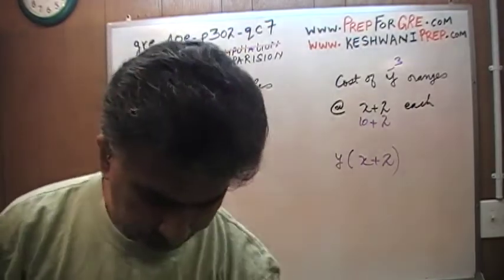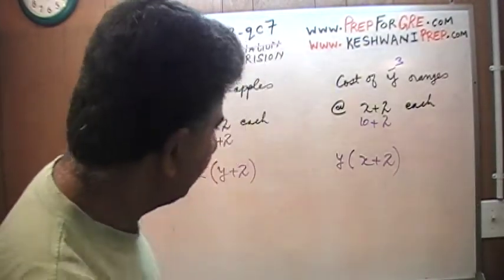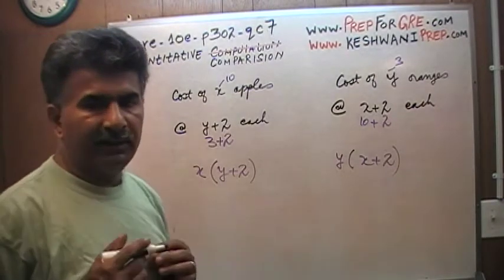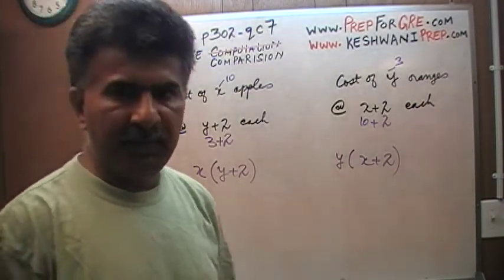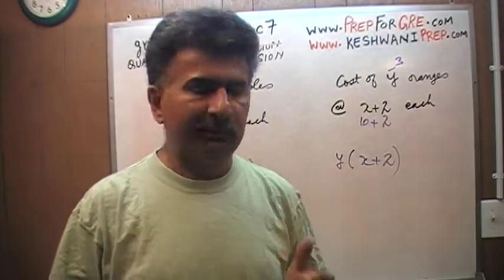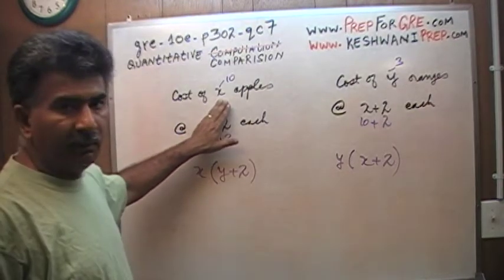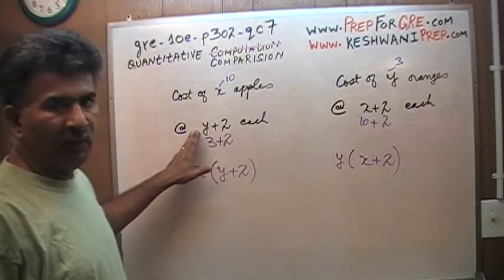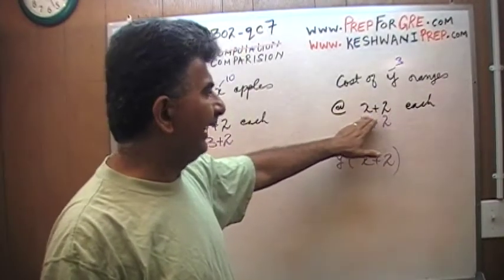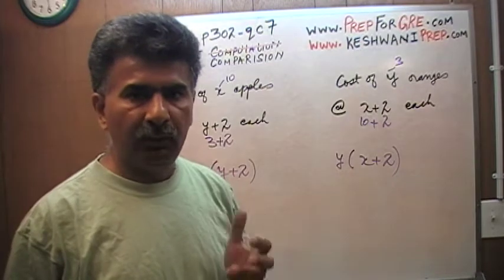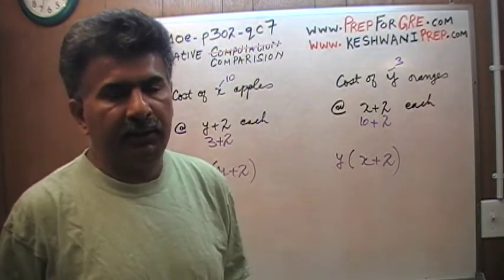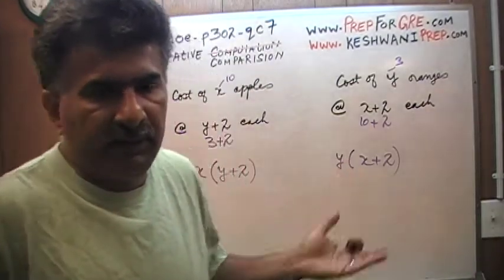Okay, let's continue here. I hope you're able to see right away that we have a problem here. The problem is that we do not know the value of either x or y. Not that it matters, even if we knew x but not y, it still wouldn't have helped. In order to figure out the price of x apples at the cost of y plus 2 cents each, and the price of y oranges at x plus 2 cents each, I need to know what x and y are. And since they are not telling us what x and y are, we cannot compare the two quantities. We cannot tell which one is bigger.